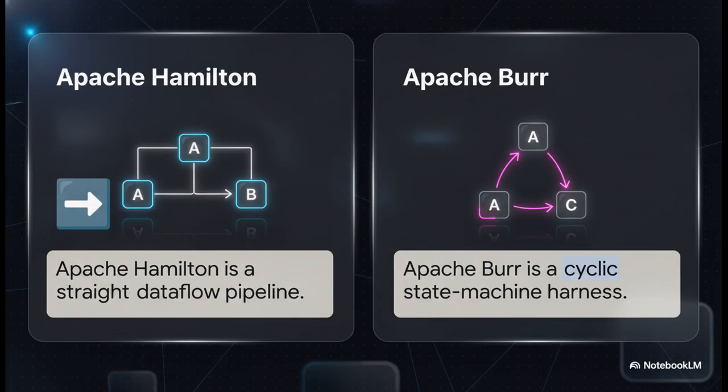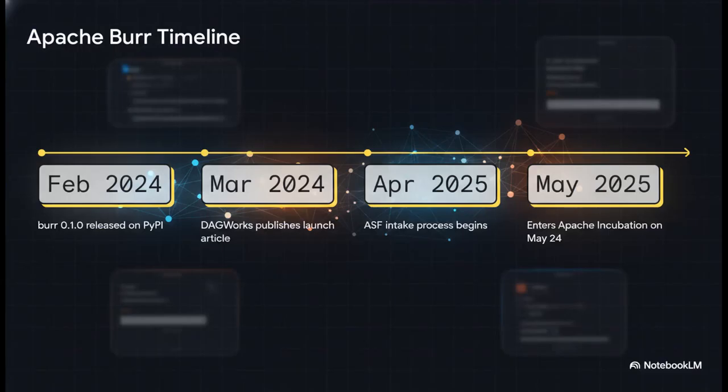Then, forming the other half of this duality, you have Apache Burr. Burr was designed precisely because modern AI agents fundamentally require cyclic loops. It's like a reason and act loop where an agent thinks, uses a tool, evaluates the result, and loops right back around. Burr acts as that cyclic, loop-capable state machine harness wrapping tightly around those complex decision workflows. And man, the timeline on this project moved lightning fast.